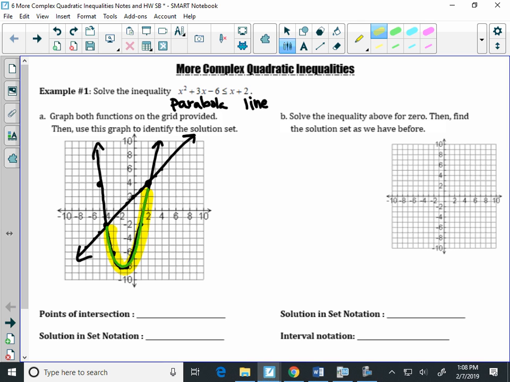We're looking at the line. We're comparing the two graphs this time. So when I look at this, where are the points of intersection? Where do these graphs intersect? What ordered pair? -4, -2, and 2, 4.